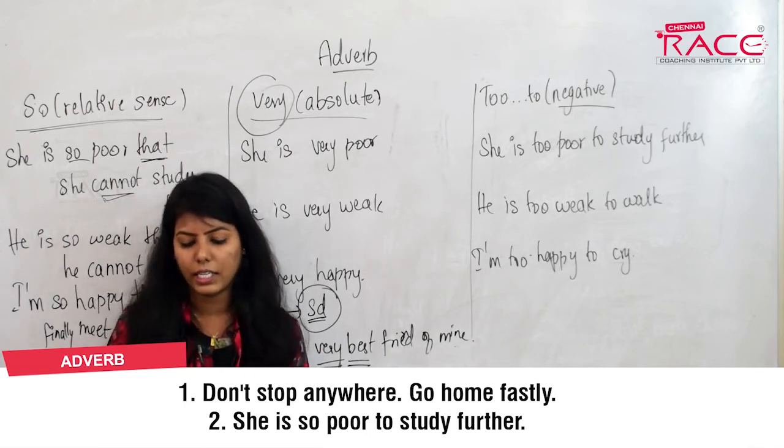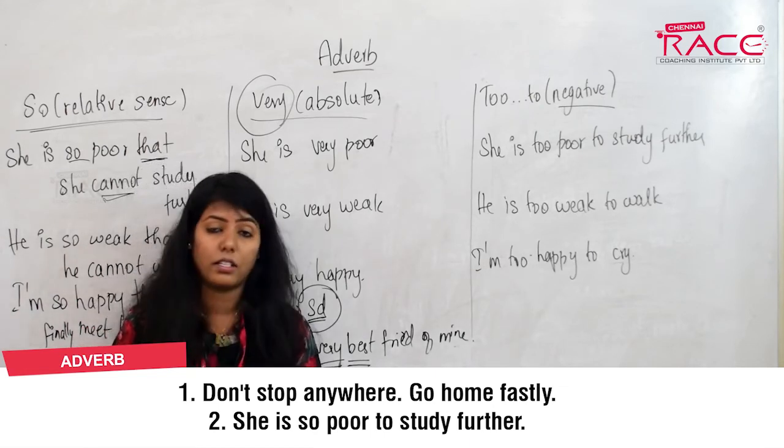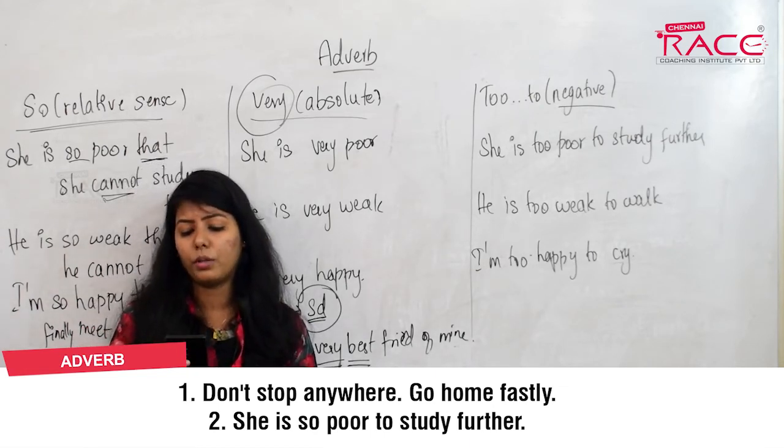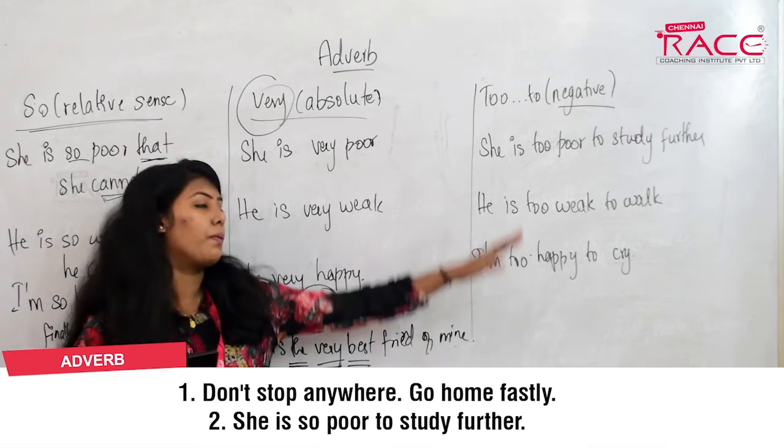Next one: she is so poor to study further. I have already given this sentence. She is so poor to study further. If you are about to use to, then too must be used.